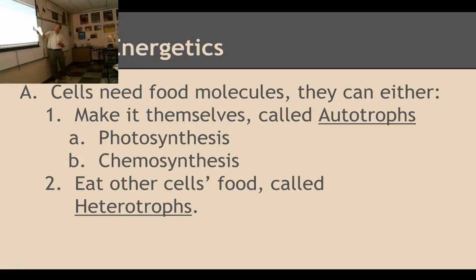So the first strategy is called autotroph. Trophos means to eat. Auto means yourself. So you're eating yourself if you're an autotroph, right? Means you make your own food is the idea. There are two strategies of that.